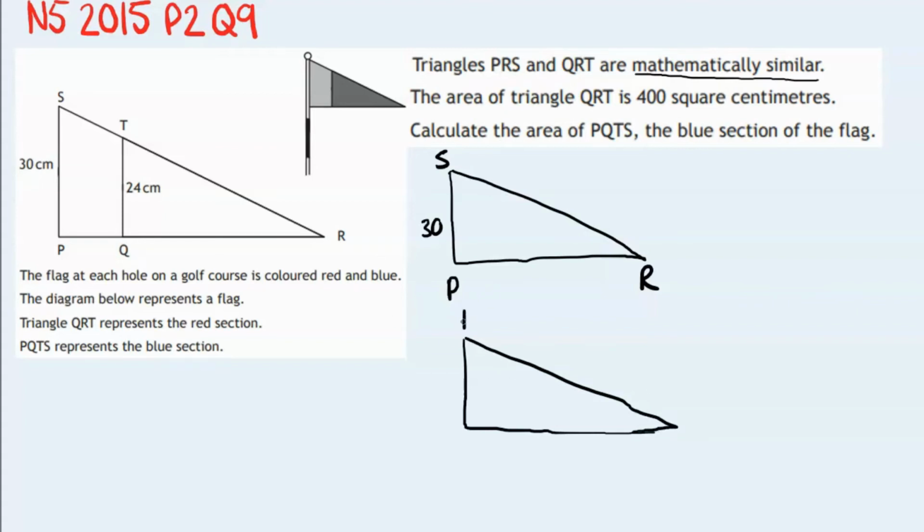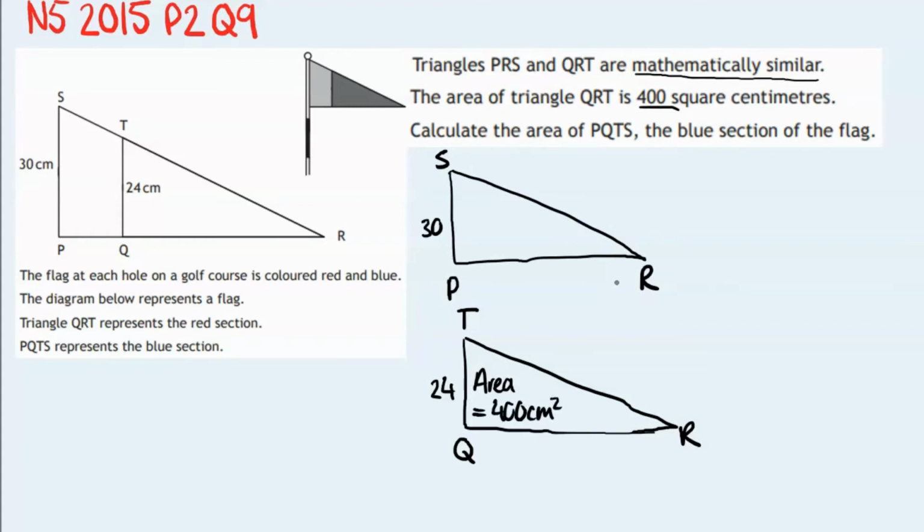So what we have here is point T, then it goes down to point Q, and then we have point R. Okay, so what do we know about this smaller triangle? Well, we know this side is 24 centimeters high, but we're also told that the area of triangle QRT, the smaller triangle, is 400 centimeters squared. So we can pop that down. Area is equal to 400 centimeters squared.